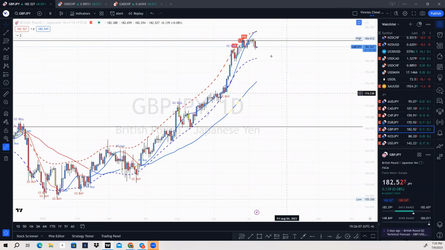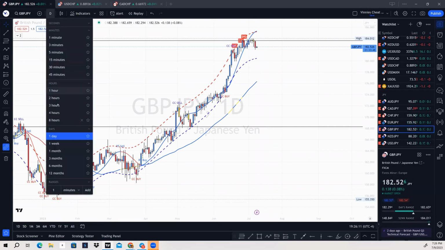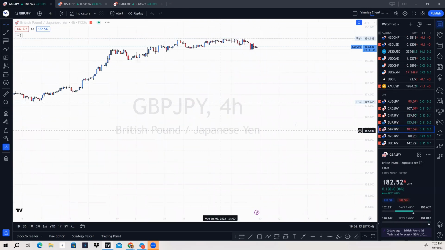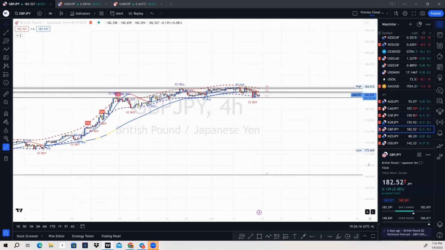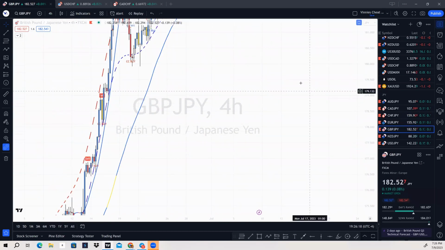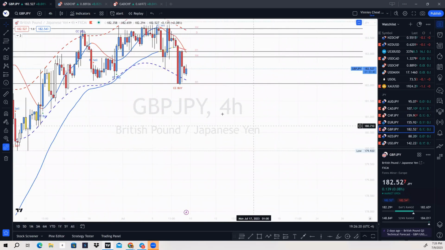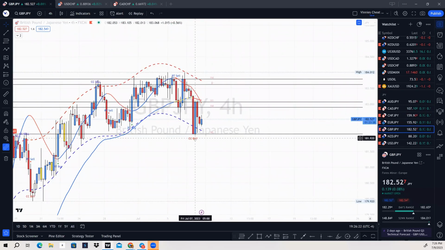GBP JPY, and it's going to pull back to go lower. Let's take a look at the 4 hour time frame on GBP JPY. And again, we're getting the same exact result. Okay, you have a CC buy, 4-hour time frame, price to pull back to go lower. Okay, so you can simply wait for the pullback to happen, or you can try to catch some of the pips.